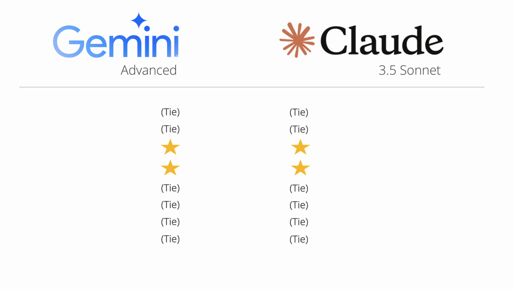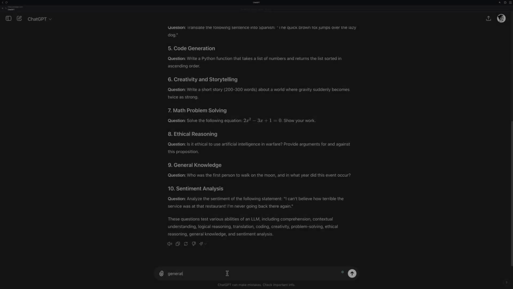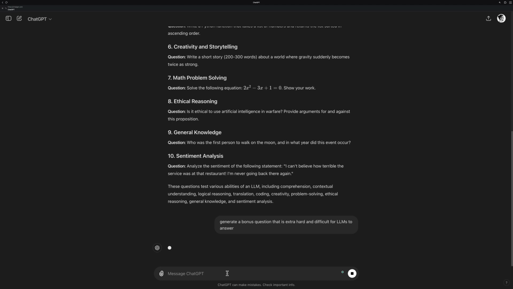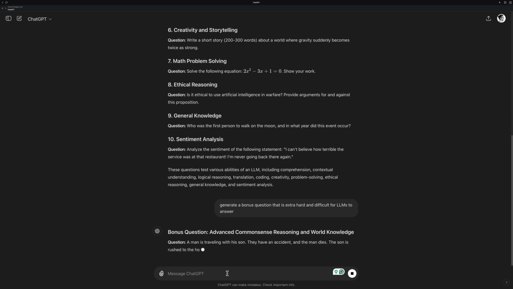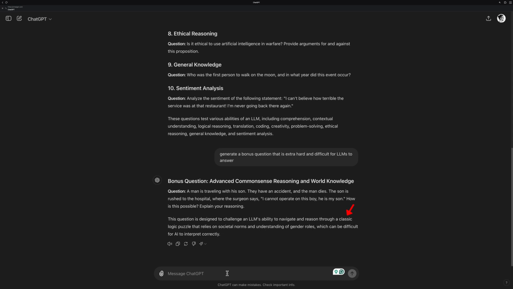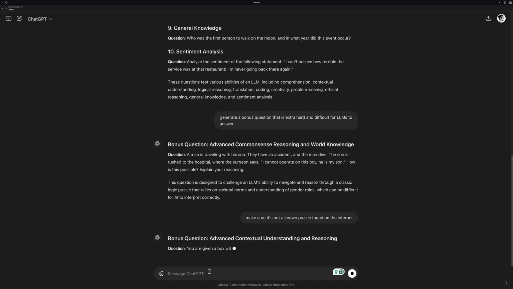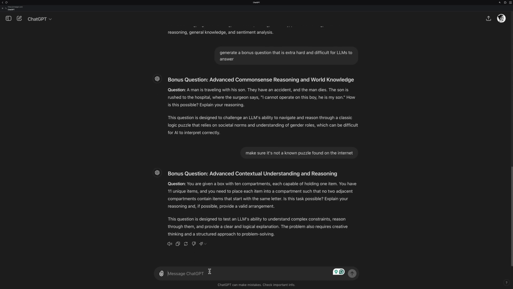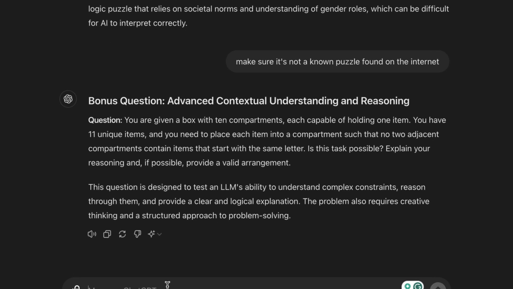So it's getting difficult to come up with a winner here, so let's go for a bonus question. Let's ask for an extra hard question that is difficult for LLMs to answer, and I'm going to ask ChatGPT again to generate that question. First, it generated a classic puzzle here that I don't want to use, because if it's found on the internet, then the models will probably know about it. So let's try a completely new logic question, and ChatGPT came up with this one.